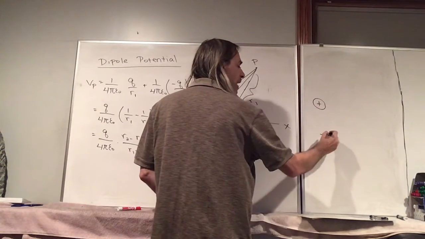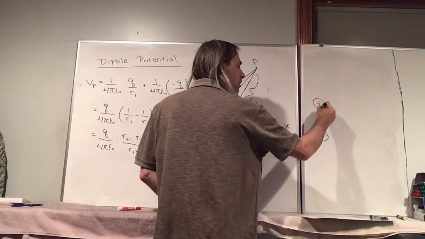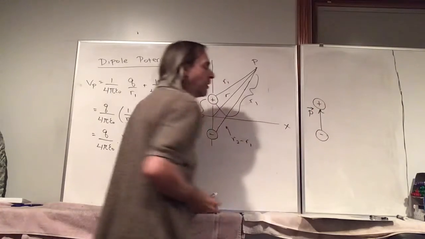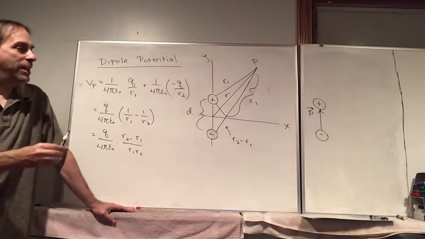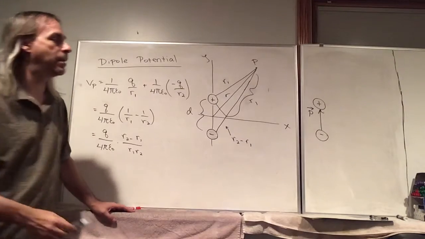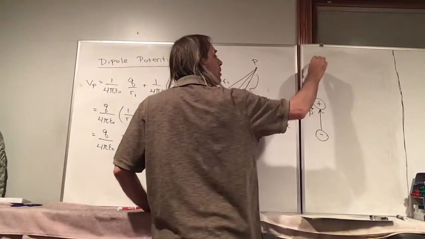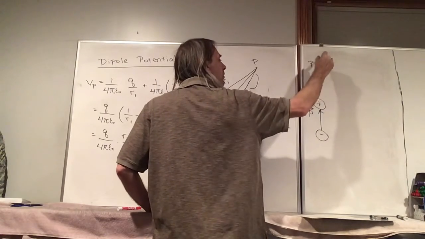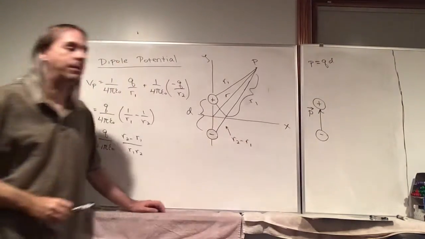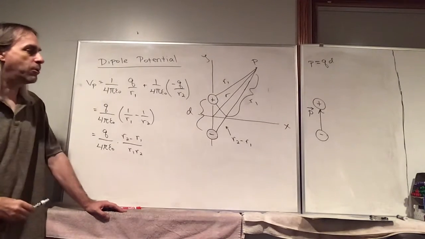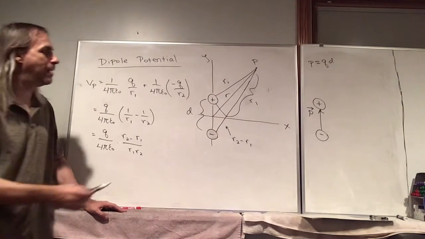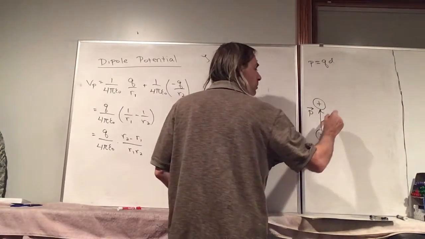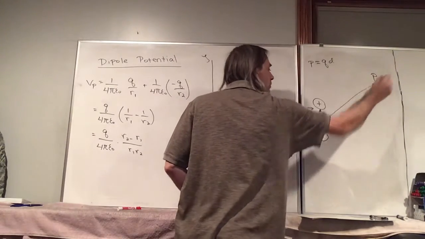We define this vector p as our electric dipole. It points from the negative charge to the positive charge, and the magnitude of p is just Q times d, the charge times the distance separating them. And so we're treating this as a single object at the center. And we have this r going to point P.